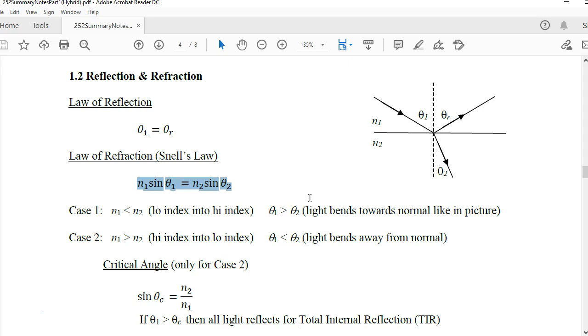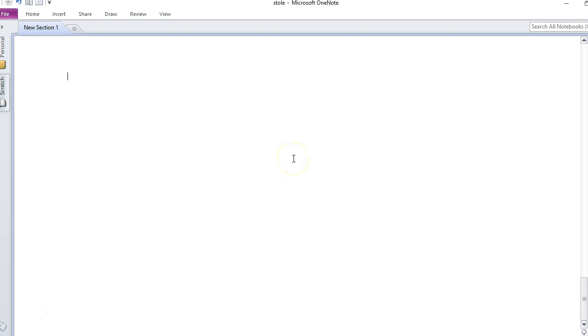Now, I'm going to look at two different cases, whether the light is going from a low index into a higher index material or vice versa. What happens is summarized right here, case 1, case 2, but I want to look at this in a little bit more detail. So let's look at case 1. I'm going to go to my notebook here so we can look at this. So case 1, this is N1 is less than N2. Again, I call this going from low index into high index.